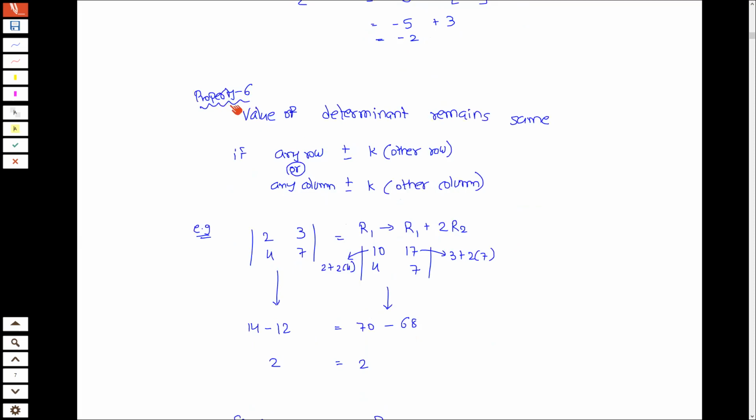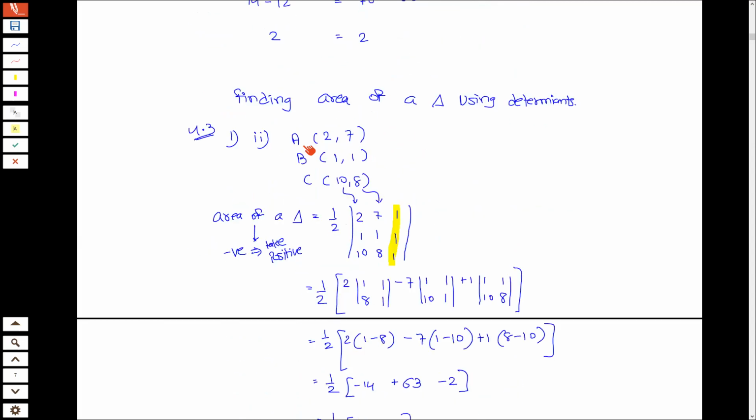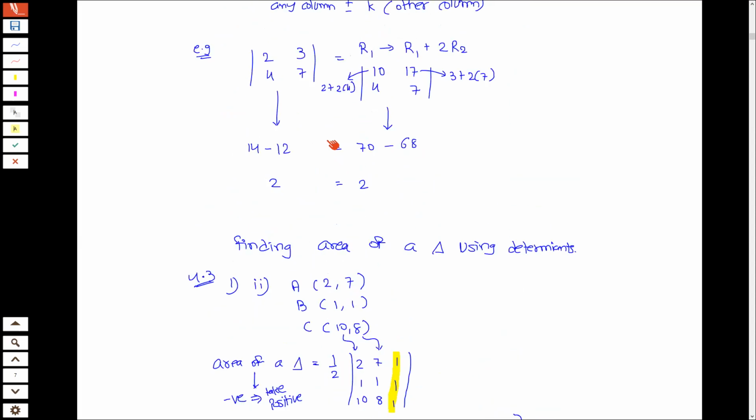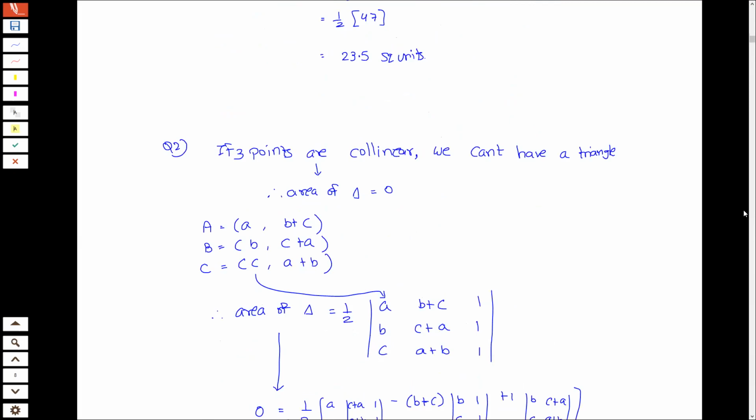And property 6 is similar to matrices. In matrices, we know that we can do row or column operations. So in any row, we can add or subtract some other row or other column. So this is property number 6. So there are basically 6 properties. Okay. Now, property number 7 is not written, so I request you to write property number 7.